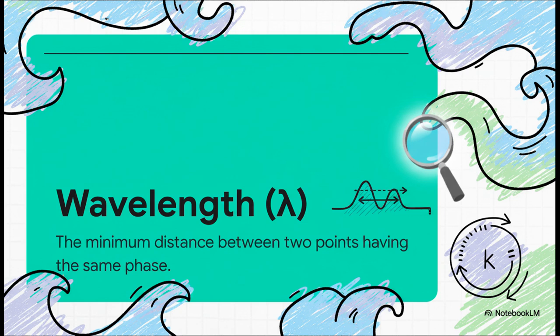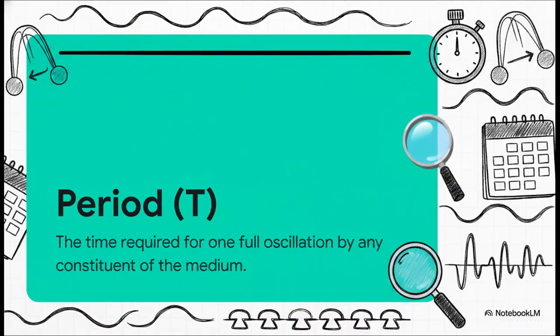It essentially tells us how many radians of the wave cycle exist per meter of space. Finally, let's talk about the time dimension. The period, T, is the exact amount of time it takes for one full oscillation to complete. The frequency, nu, is simply the inverse of that. It measures how many of those full oscillations occur in a single unit of time, like a second.